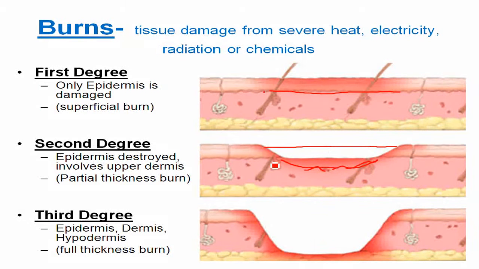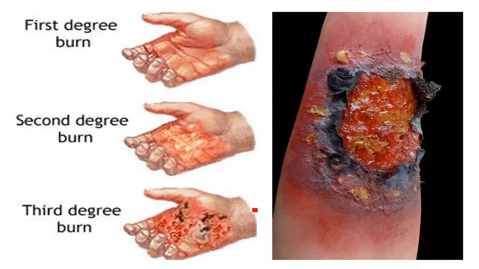Sometimes this is called a partial thickness burn. Third-degree burns involve all three layers of the skin, destruction of all three layers, and this is referred to as a full-thickness burn.